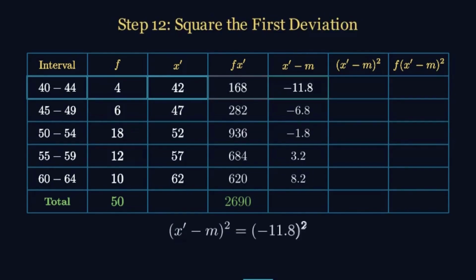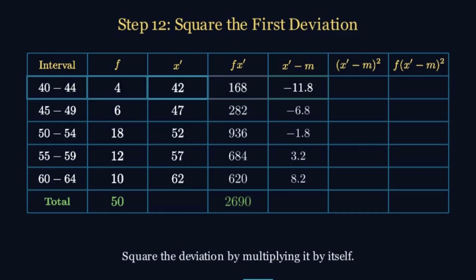Next, square the first deviation. Negative 11.8 squared equals 139.24. Now complete the squared deviation column. Square each remaining deviation to complete the squared deviation column.